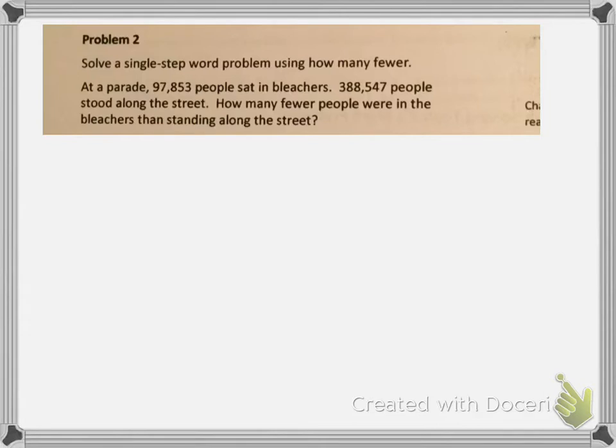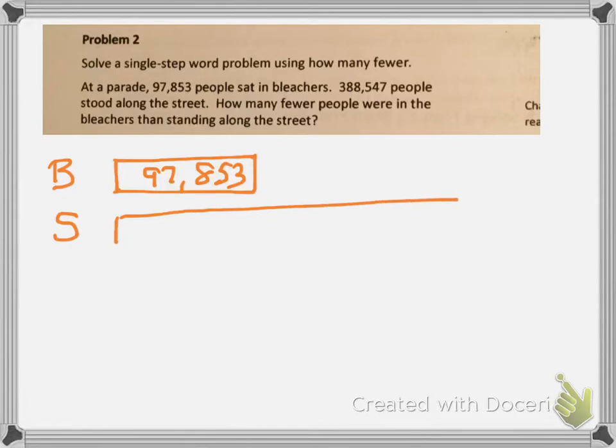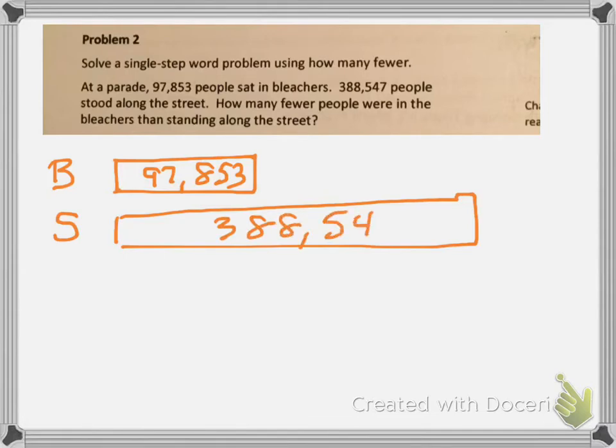All right, we're talking about two things. We're talking about bleachers, so we're going to have a B for bleachers, and an S for street. So we're going to have two different tape diagrams. There were less people on the bleachers, so this is going to be 97,853 people on the bleachers. Okay, this is how many people were on the street. A lot more than that. This is 388,547 people on the street. We want to find this missing number. This is how many people is the difference.